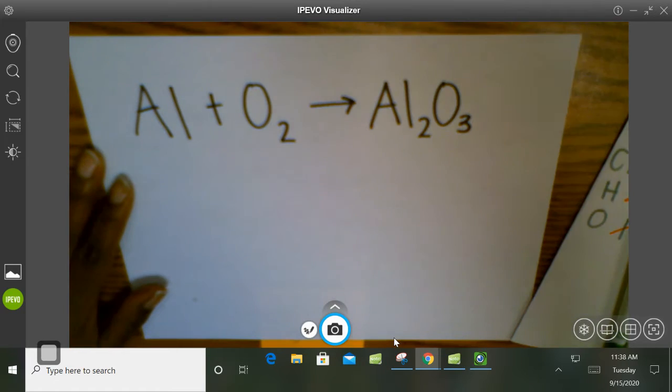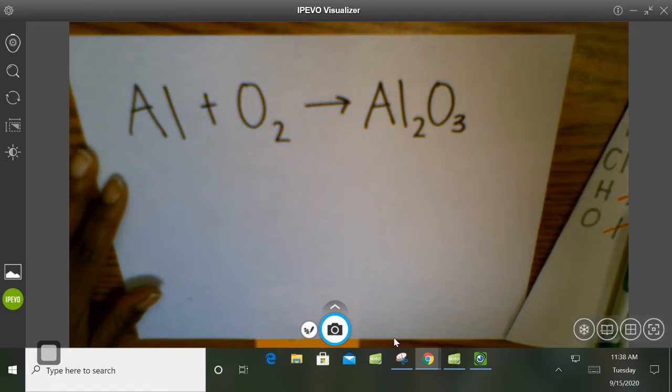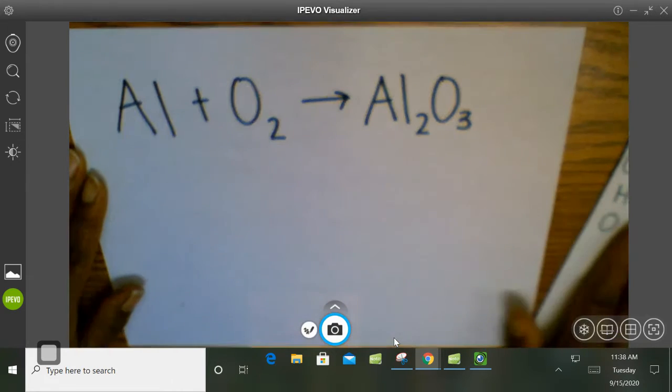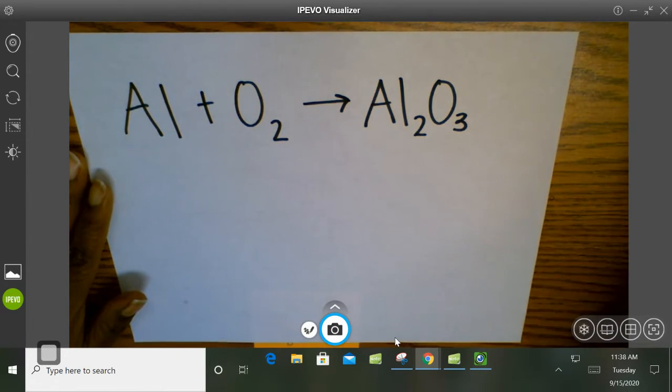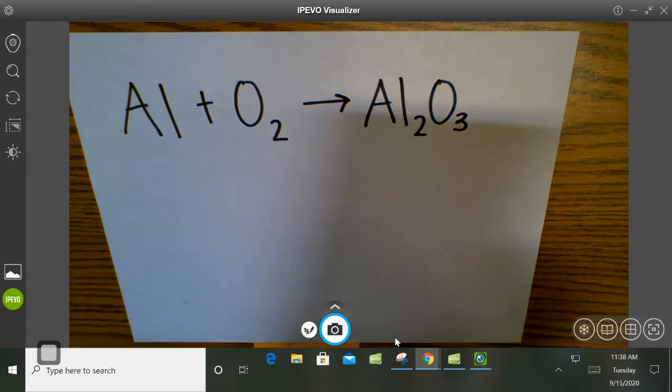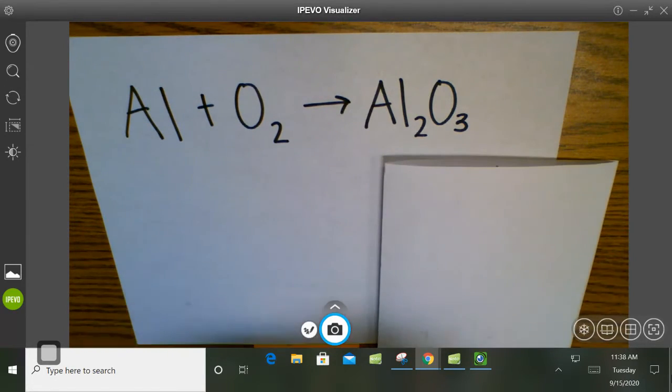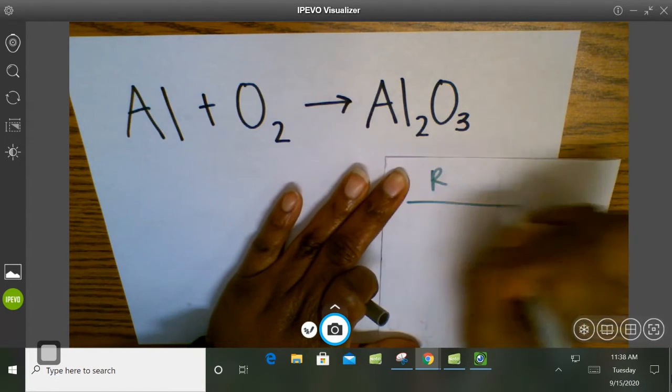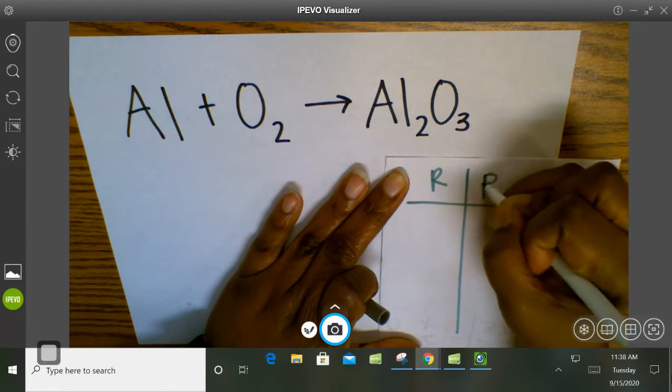All right, so I want to do a couple more practice problems using method one. Here we have our skeletal equation. It is not balanced. We're going to start with our inventory. So here we go. RP. R is for reactants. P is for products.